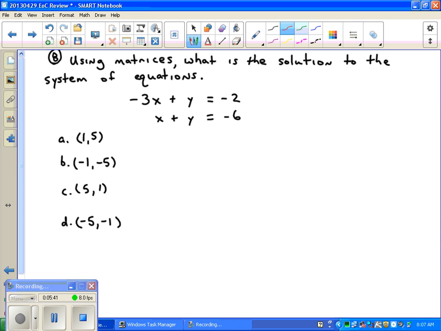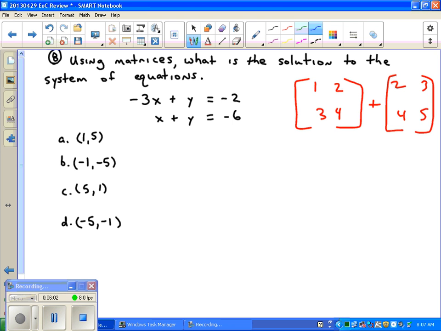Number 8 says, using matrices, what is the solution to the system of equations? We skipped over matrices, or the plural of matrix, in here. All that is like 1, 2, 3, 4 plus 2, 3, 4, 5. We skipped over it because it's a simple concept, and it's something that you'll be able to pick up when you actually need to use it.